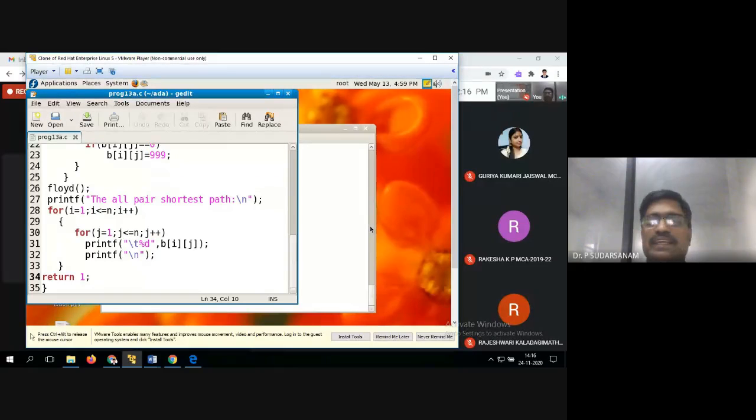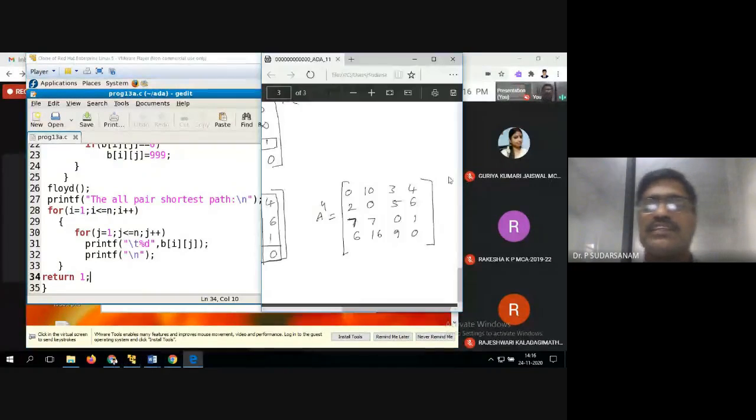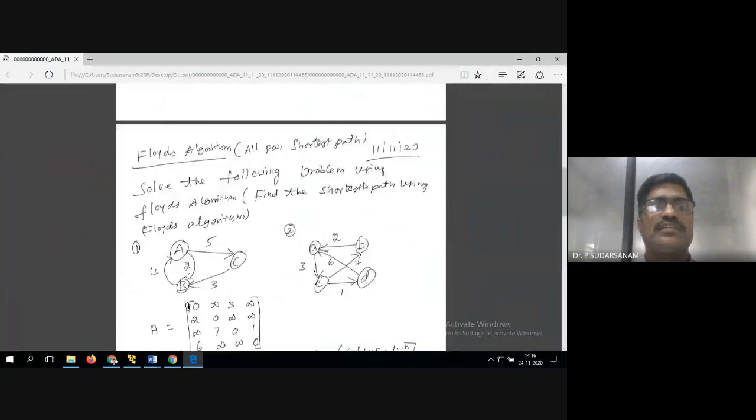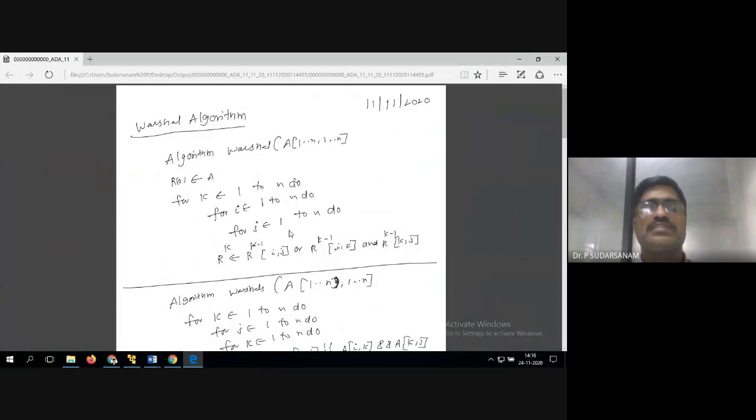Shall I move to B? Yes, sir. Second B is nothing but Warshall's algorithm, and we have done Warshall's algorithm already. See here. This is also simple. What we have done is assign that matrix to this one, because for the original matrix, if you don't want to display it, we don't need to display that one.